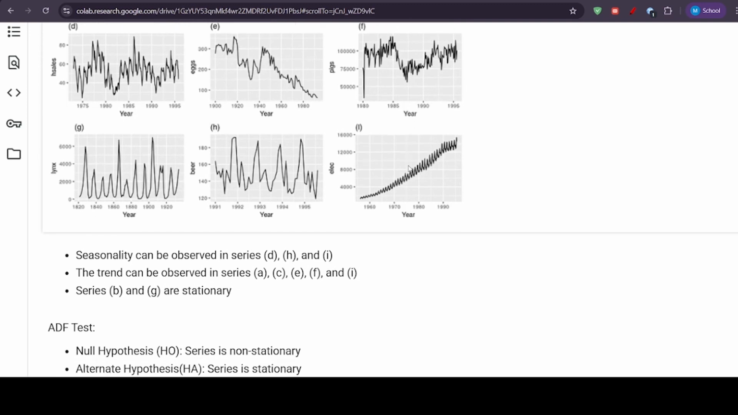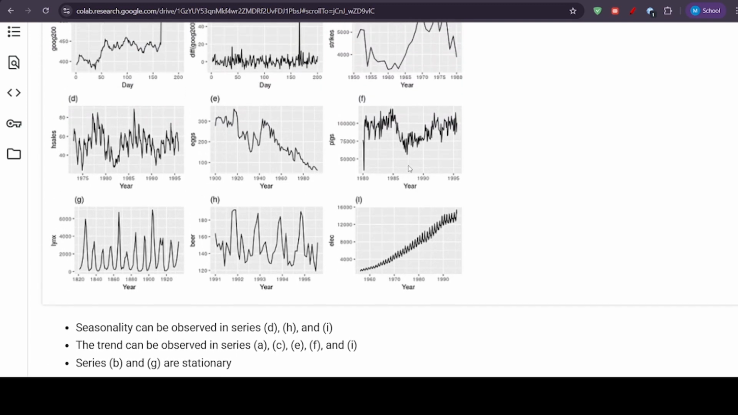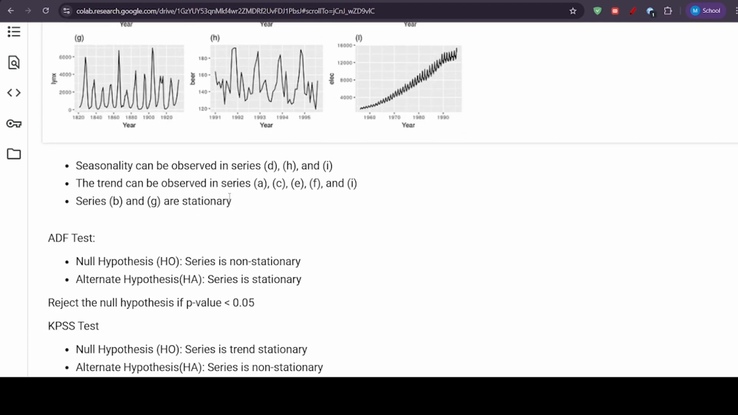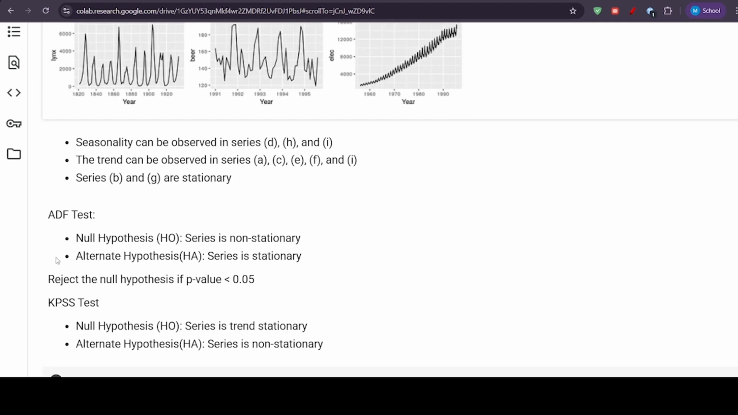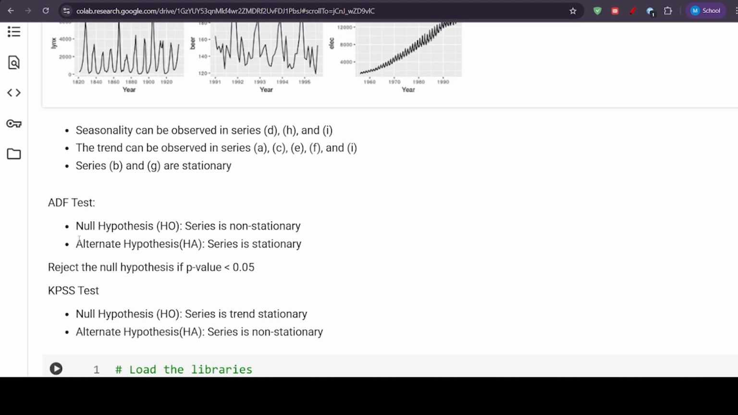Okay. Now let's say, just imagine I couldn't identify this using charts. So what should I do? There are two tests that we have to do. One is called the ADF test and one is called the KPSS test. What these tests are and how they work mathematically, you don't have to worry about. We'll use some library to do that test, and we'll get the results out of it.